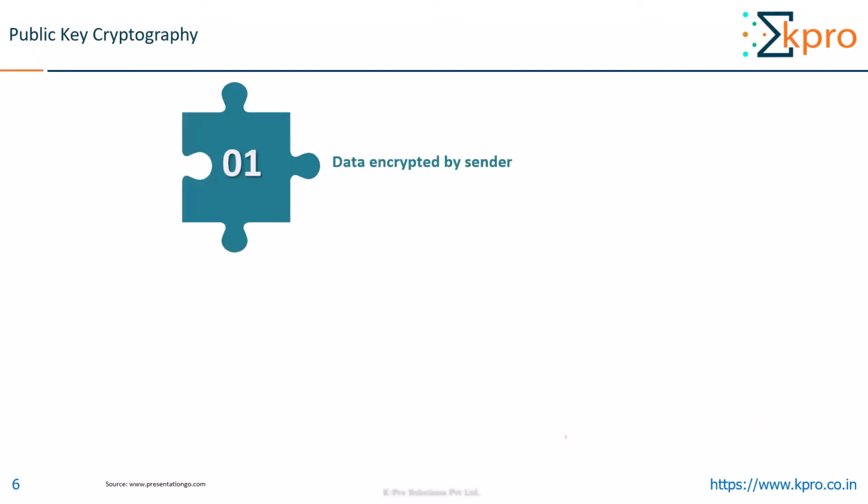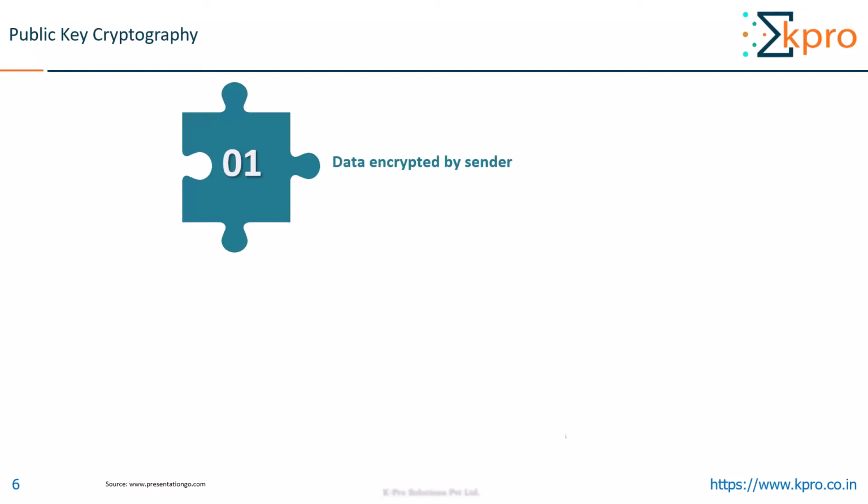So in public key cryptography, the data is encrypted by the sender using the receiver's public key. For example, if A wants to send $10 to B, in public key cryptography A will encrypt this transaction using B's public key, and this can be decrypted only by B because only B has knowledge about its own private key.